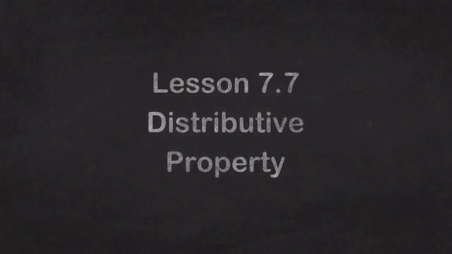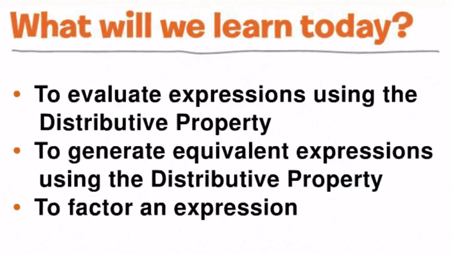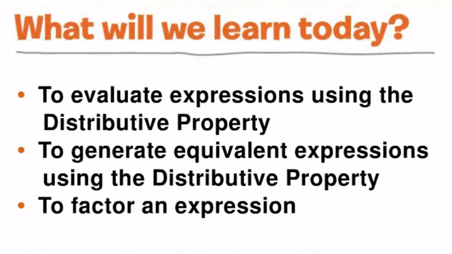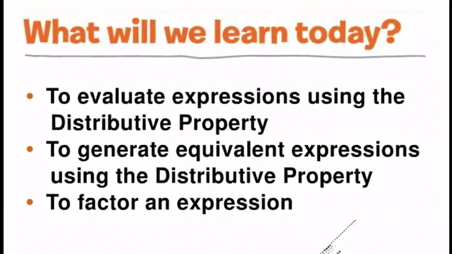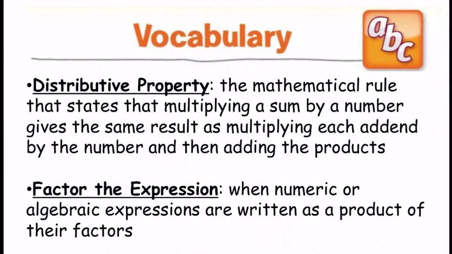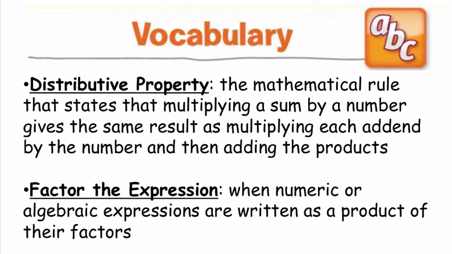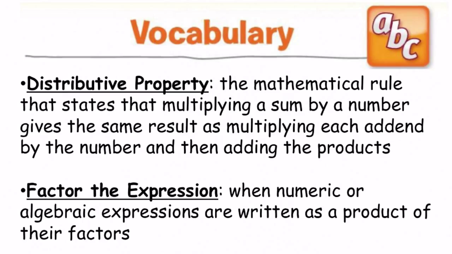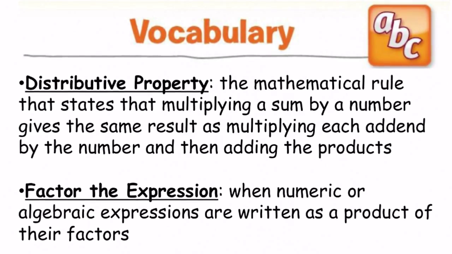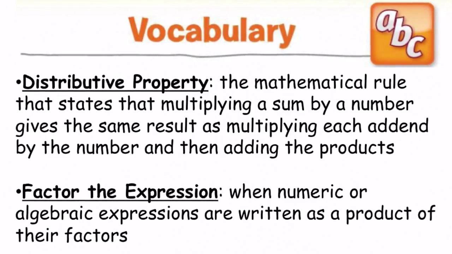Lesson 7.7, Distributive Property. In today's lesson, you're going to learn about the distributive property, how to evaluate expressions, how to generate equivalent expressions, and how to factor an expression. The distributive property pretty much states that if you were to break a number up into its parts and multiply each individual part with a number, it should give you the same result as what you would get when you do just your normal type of multiplication.